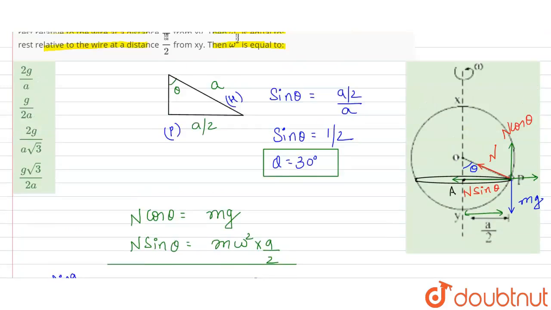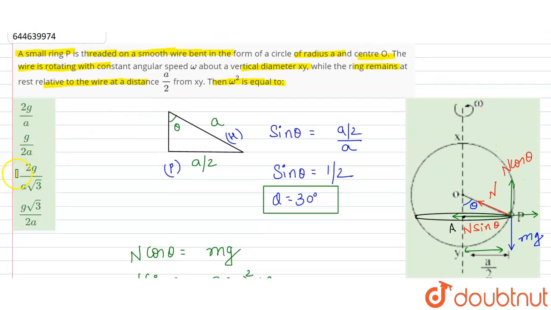So from here our correct option comes out to be option C, 2 by root 3 g by a. So this is our correct option.